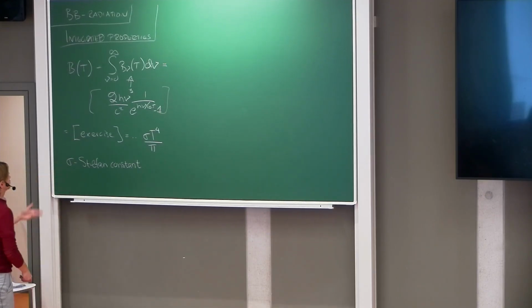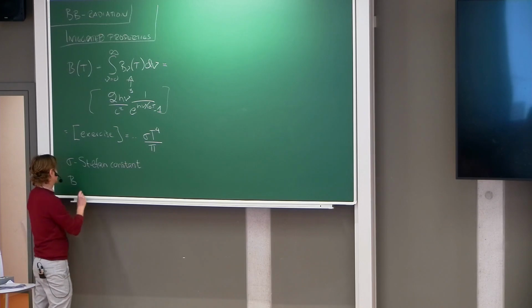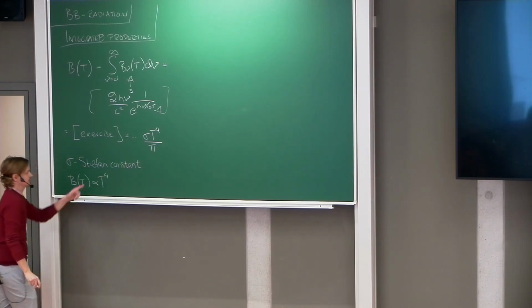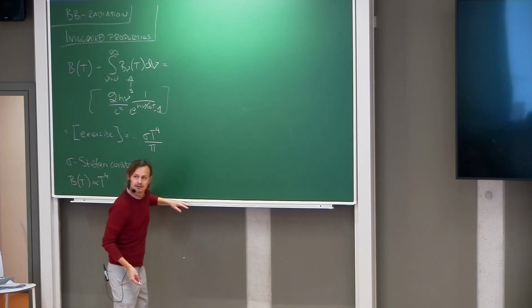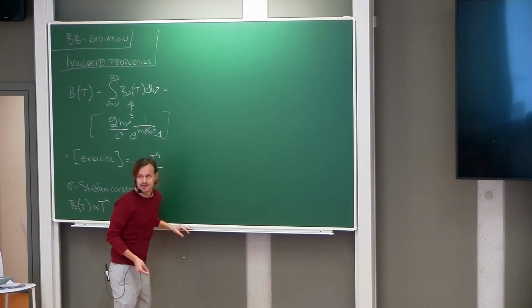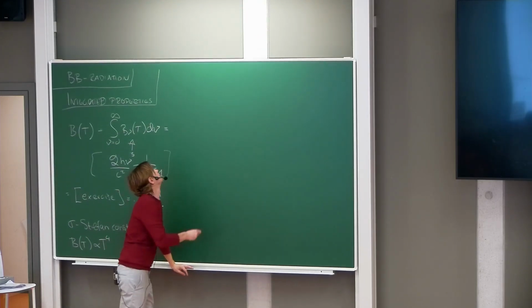The second thing we can see here is that for B of T, the integrated property is proportional to T to the fourth. So the integrated value is higher the higher the temperature becomes.